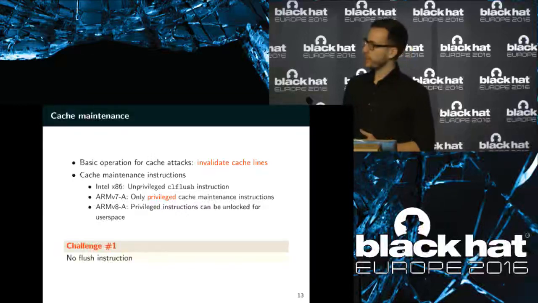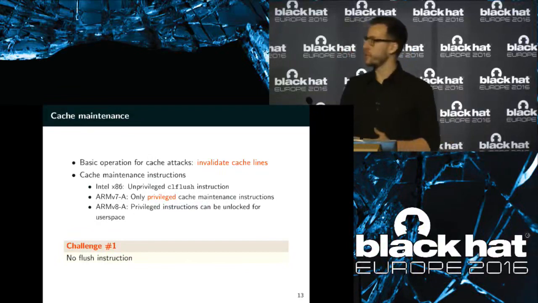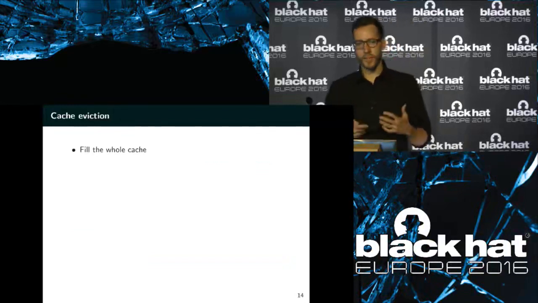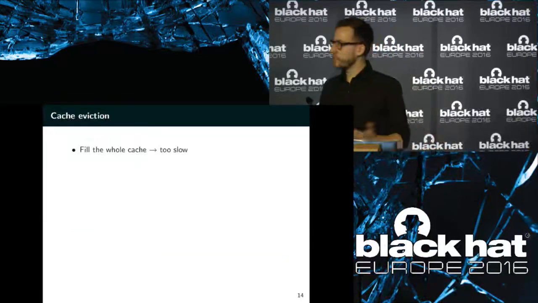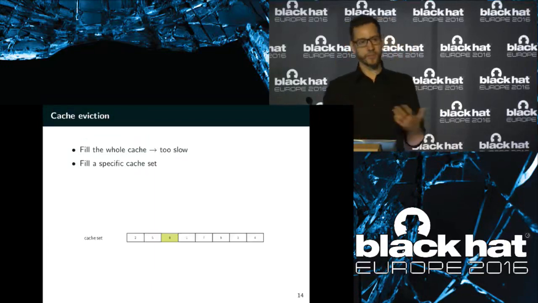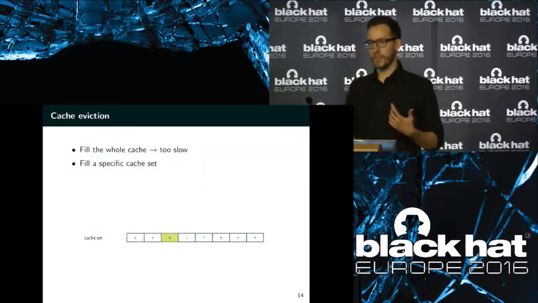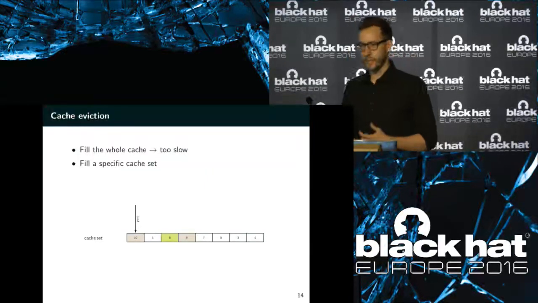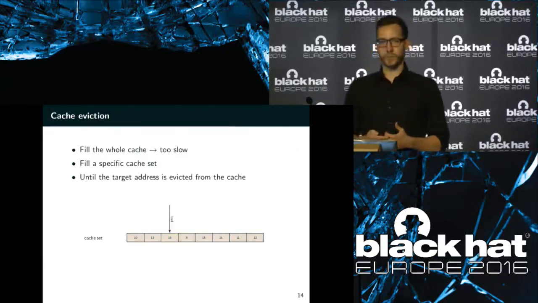And the first big challenge there is that we have no flush instruction available on ARM that we can use without any privileges. So the easiest thing which comes to mind is we just fill the whole cache with different data, then we are going to evict our target address and we are fine. However, this is way too slow, so we can't rely on that. We can improve on that by just filling a specific cache set. And as you can see in this illustration, the green block is the address we want to evict, and we just start accessing as many addresses which map to the same cache set as we have ways. So at one point, we're going to evict the target address.